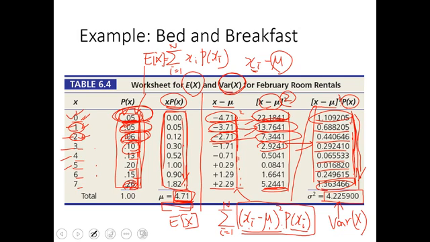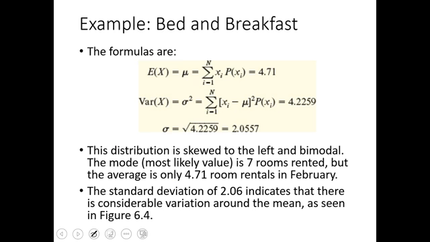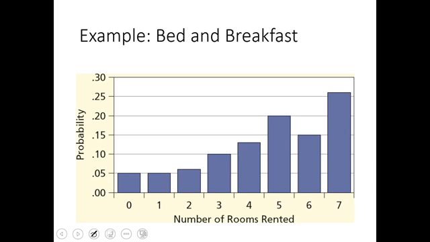So we have this number, the variance of x, and this number, the mean. The standard deviation is the square root of the variance, so we obtain 2.0557. And that is the distribution: the probability that the number of rented rooms is 0, the probability that it is 1, the probability that it is 2, and so on. So that is the distribution.